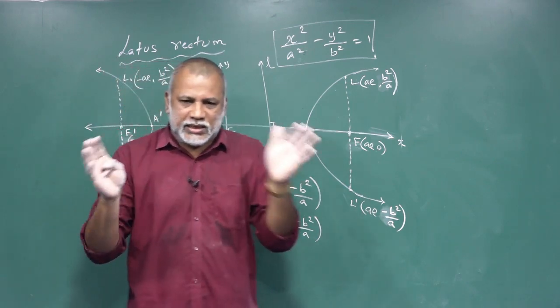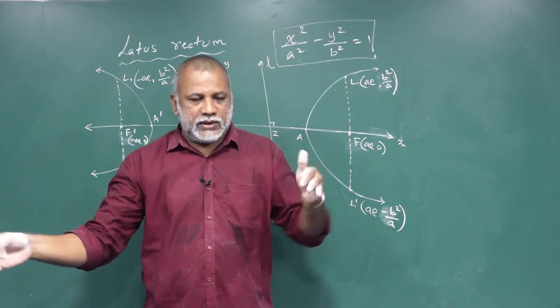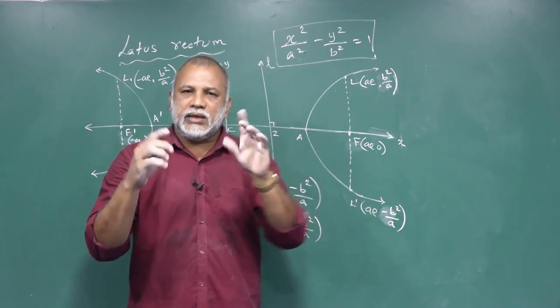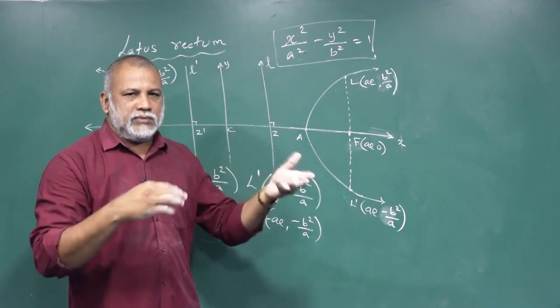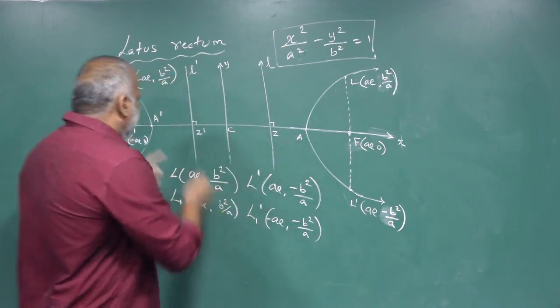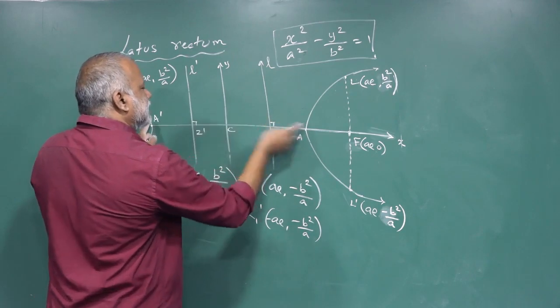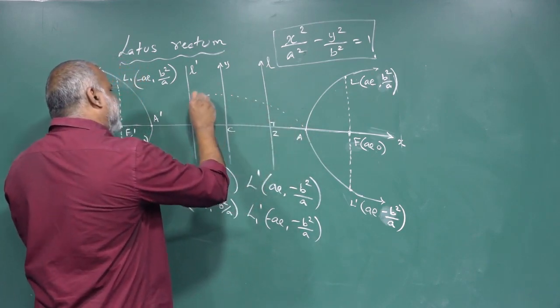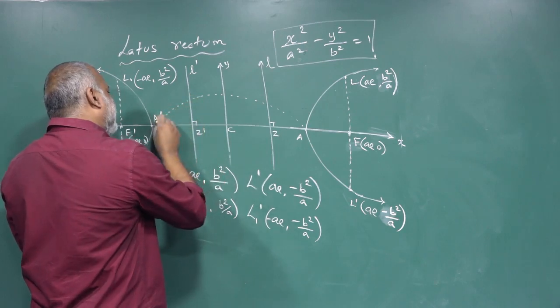So dear students, just compare the standard results of the ellipse and the standard results of the hyperbola, and you can get some ideas. Then draw the diagram. The diagram is something different. Just as I am explaining, in between A and A dash, the ellipse should be placed. You can revise this.